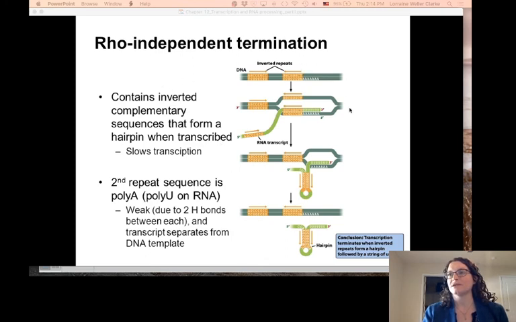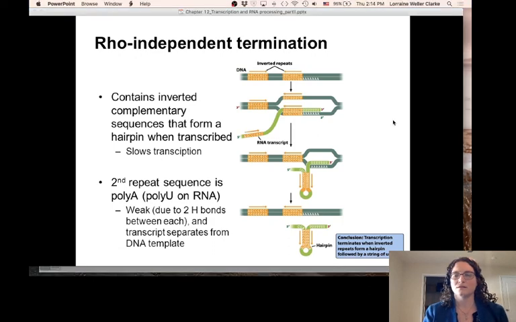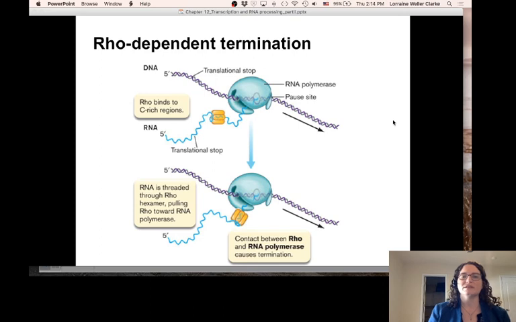So again, that's the rho-independent termination. The rho-dependent termination is a little bit different. It has to do with a small protein named rho, okay? It binds to these C-rich regions, and RNA is threaded through this hexamer. It pulls rho towards the RNA polymerase that's building it. Once these touch, and these are programmed to touch right when they're supposed to, it follows the RNA up. Again, there's a signal in there that tells it where to bind, and then it follows it up and stops it at the right point.